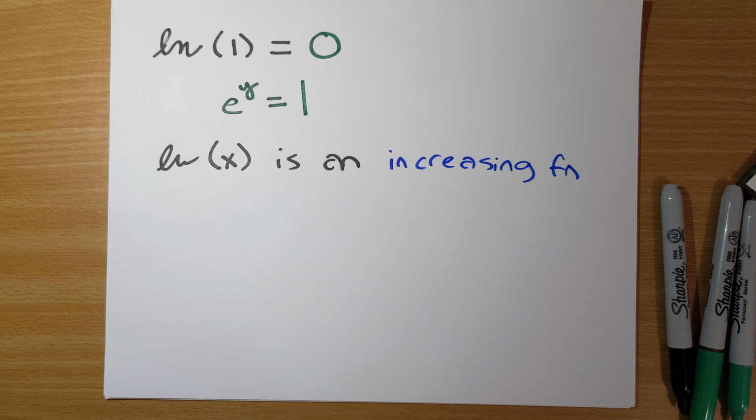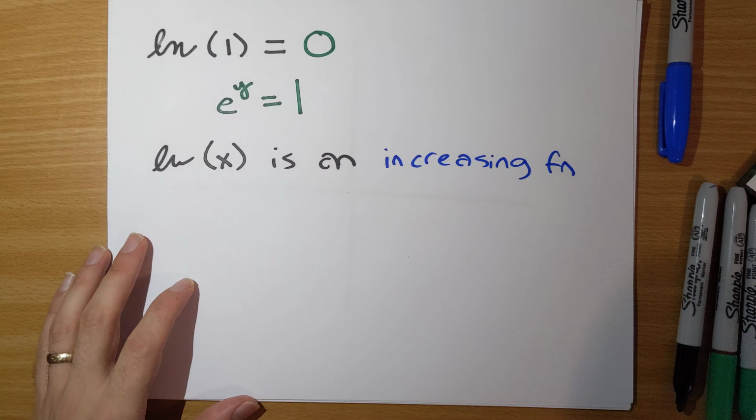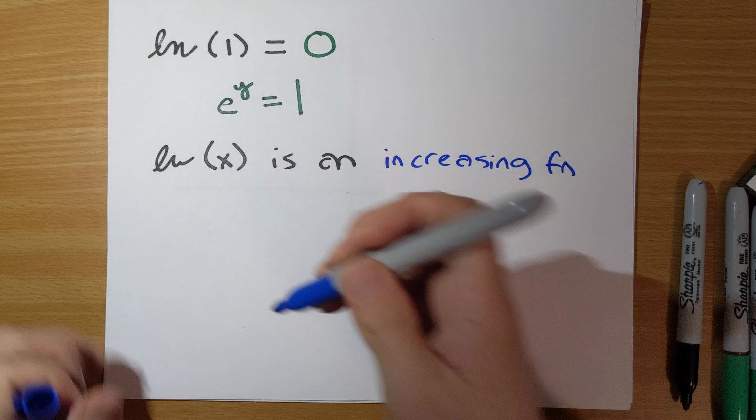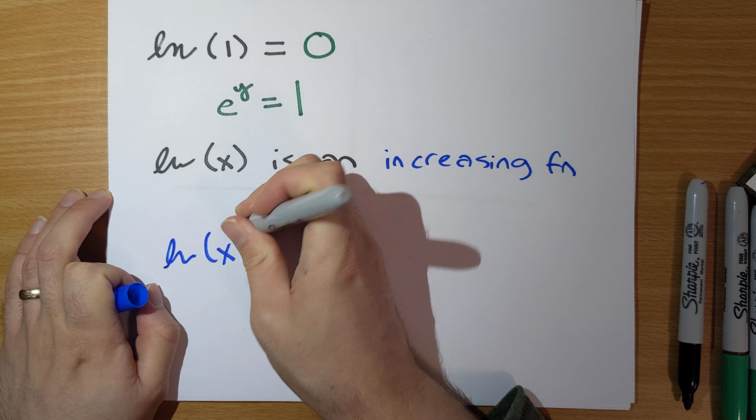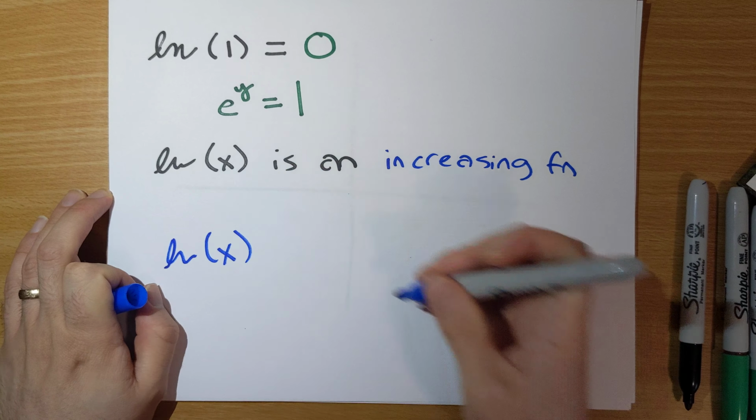Let me now draw a picture of what things look like. And I think there's one more note I need to make here, which is that all natural logarithms are only defined for strictly positive values of x.